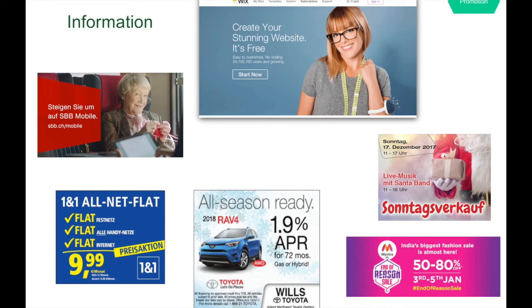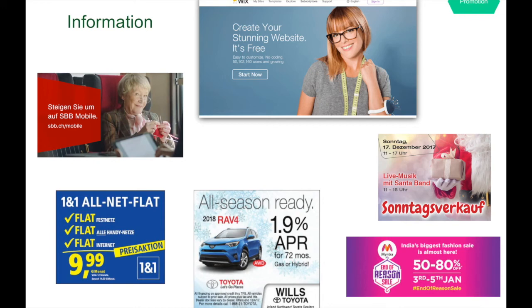That's 1&1. That's a mobile phone provider, a mobile phone carrier in Germany. And this is basically information about the price, how much you get. So it's 3 flat rates for a very low price. The middle one, that's for Toyota RAV4. That's again price information, how cheap it actually is to lease such a vehicle now.